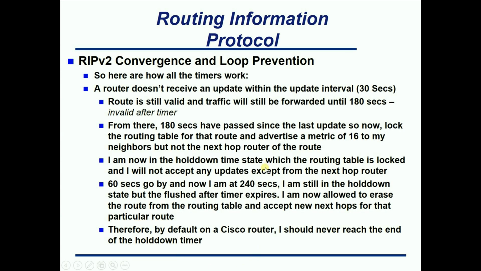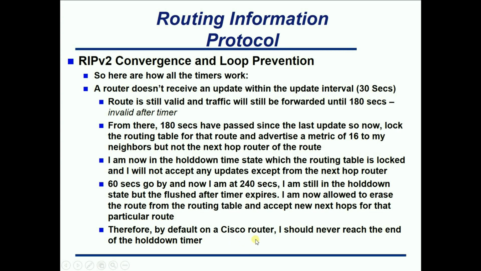Now, the routing table is locked, and I'm in a freeze. When you see the hold down state and the hold down stage is happening, we are in a freeze. 60 seconds goes by after we are in the hold down stage. When 60 seconds goes by, we have reached 240. By default, this is the flushed after timer. I'm going to erase that route completely from the routing table, and we will find a workaround or another path if possible. So I have it down here.